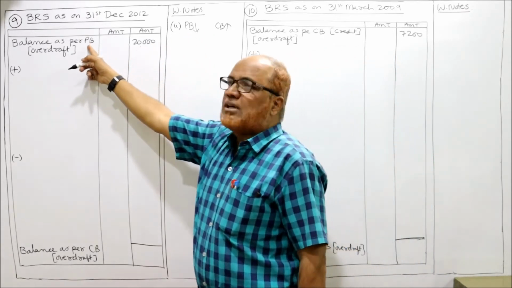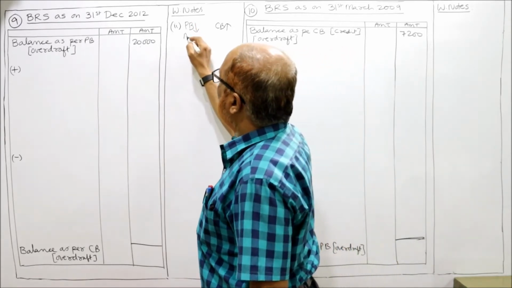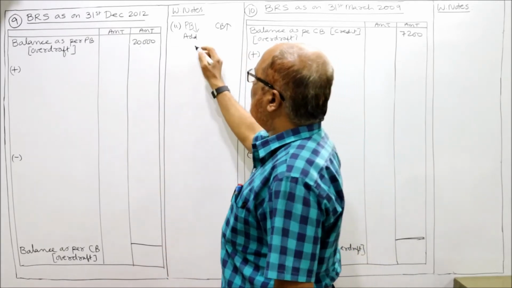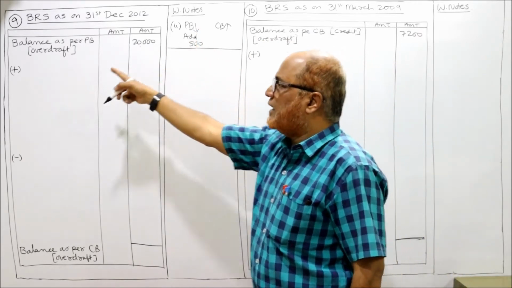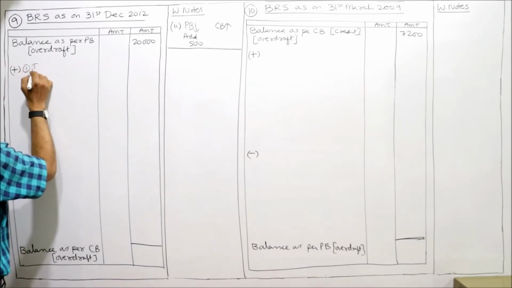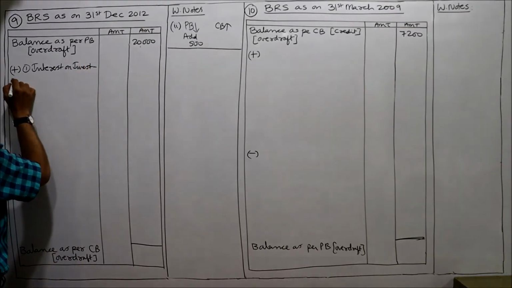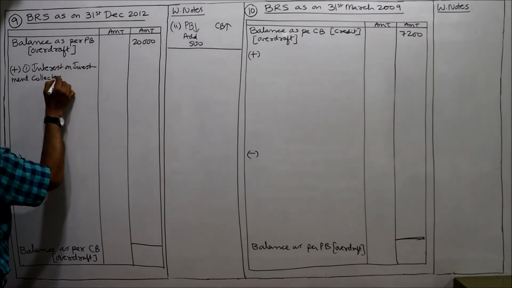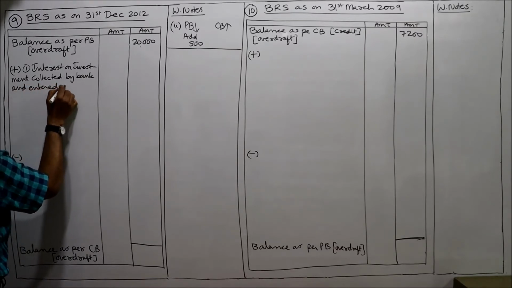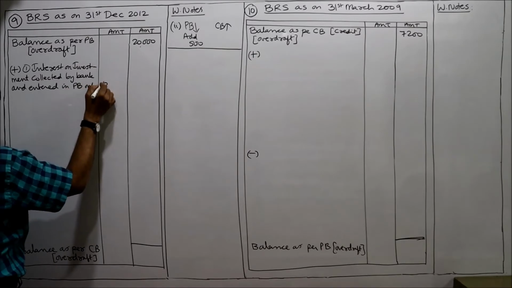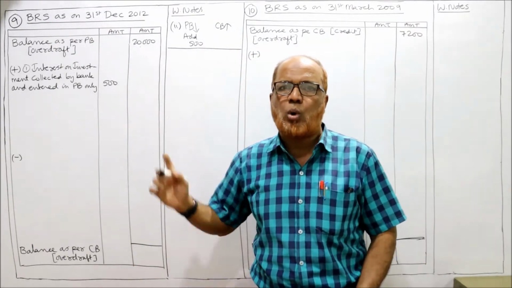So what is the starting point here? Passbook, overdraft as per passbook. It is showing less balance. When it is showing less balance, we have to add. How much we have to add? It is given 500 rupees. That's all. So in passbook balance, we have to add. In addition items, I am writing here interest on investment collected by bank and entered in passbook only, that is 500.